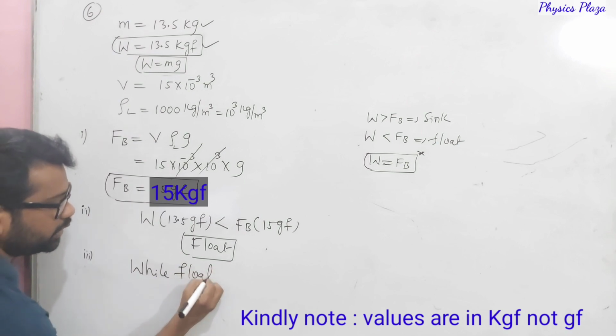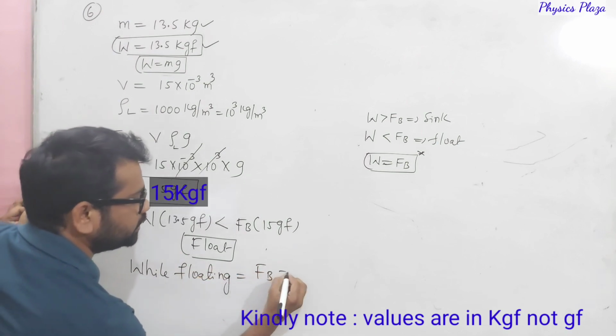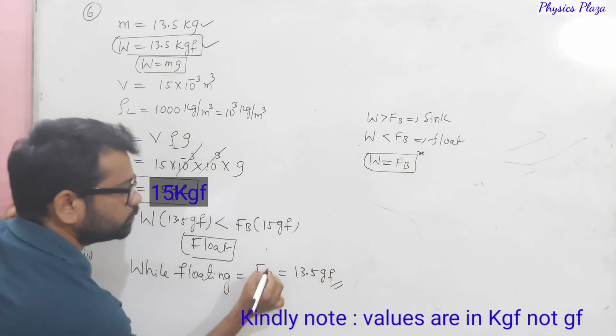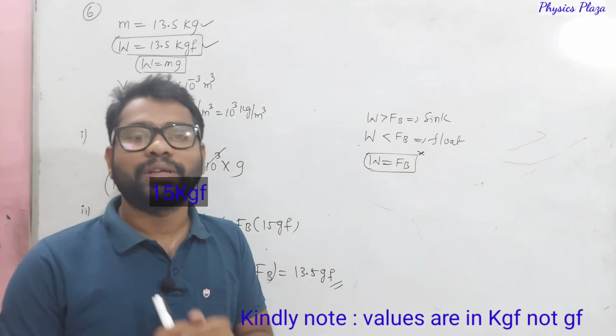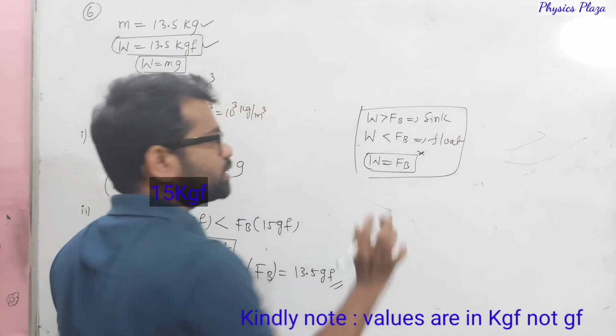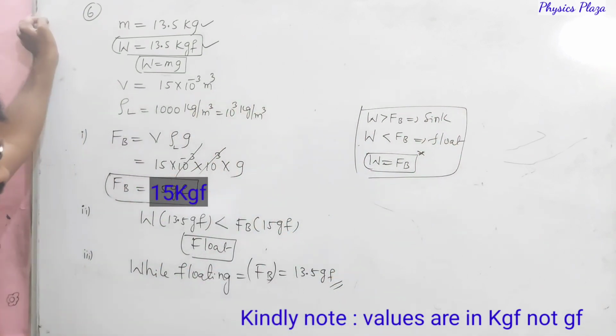While floating, children, its weight is equal to FB only. That is 13.5 gram force. Then only it will float. Children, these conditions are very important to understand the concept. Fine. Now we will do numerical 7.